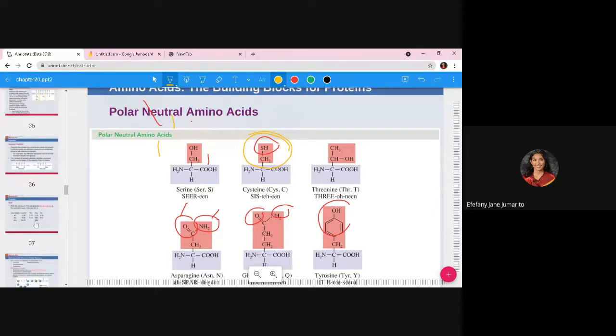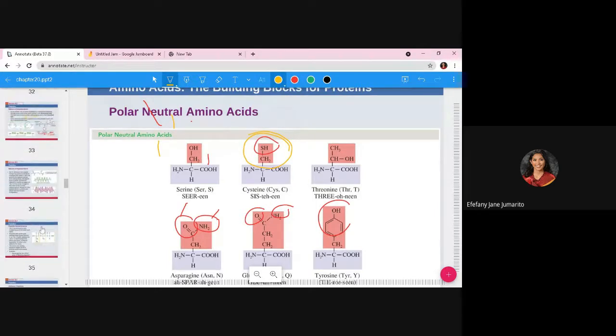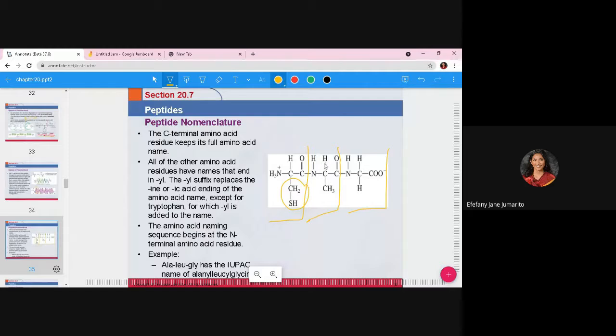Then what's the second amino acid? CH3. What is CH3? Alanine? CH3 is the R group. And then for this one, H is the R group.